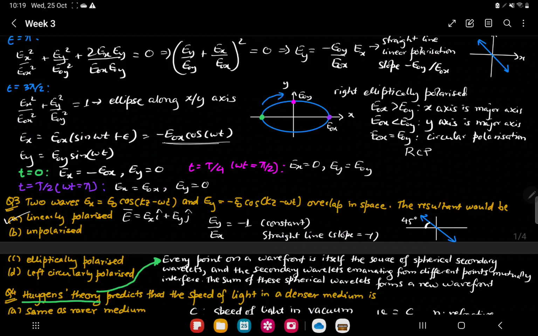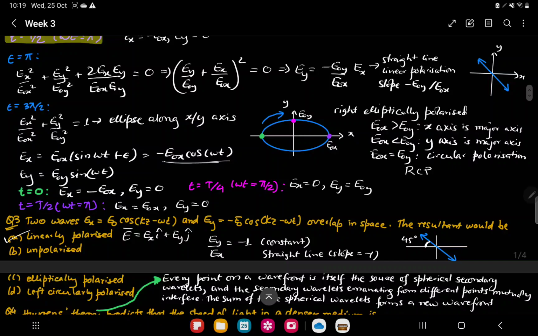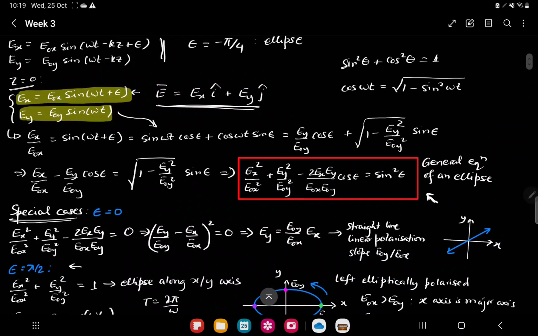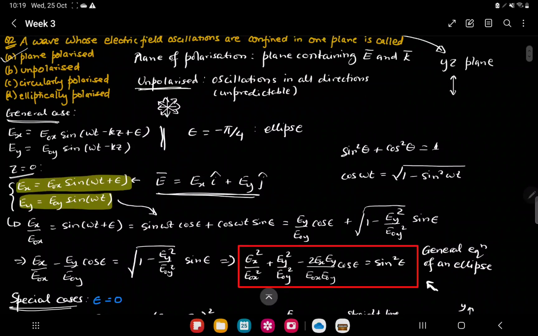For example, here we are given two waves Ex and Ey, and we are asked to find out the polarization of the resultant. So let us review how to find out for the general case. So we have two components, Ex and Ey. Ex is along the x-axis, Ey is along the y-axis, and they have a certain phase difference between them. So let's say Ex is having phase difference epsilon with respect to Ey. That's what we are taking over here.